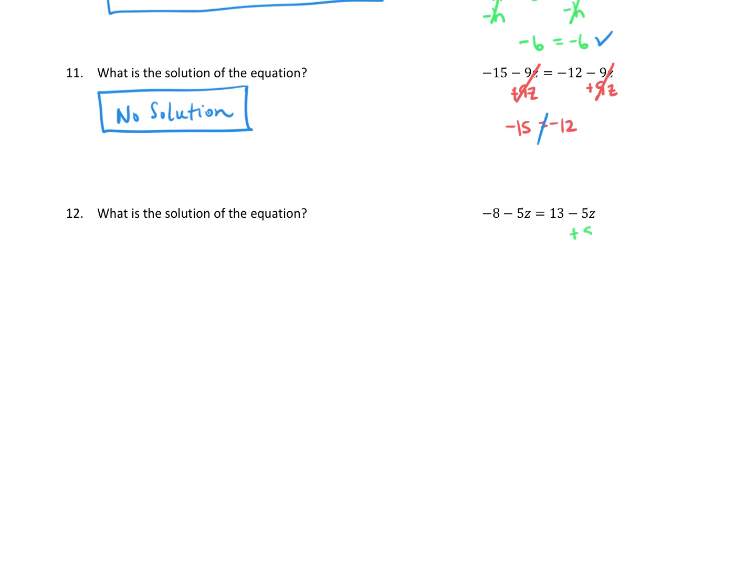I'm going to do the opposite, adding 5z. I'm going to add 5z to its like term on the left. Negative 5z plus 5z is 0, so we get to cross that off. And then we notice we have another negative 5z plus 5z. So our variables are gone. When that happens, carry down your numbers. -8 equals 13.